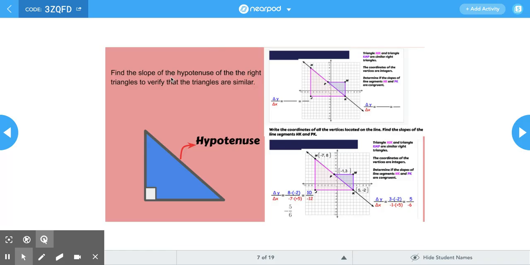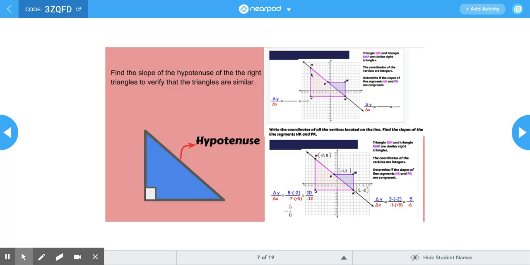So we have to find the slope of the hypotenuse of the right triangle. In this case, we're moving on to finding the hypotenuse of two triangles instead of just one to verify that the triangles are similar. Because if the triangles have the same slope, that's a way of proving that they're similar. Again, the hypotenuse is the longest side of a right triangle, and it's the diagonal side.